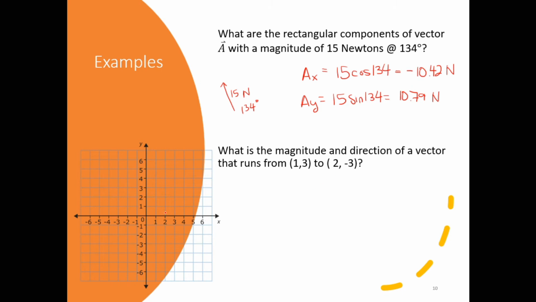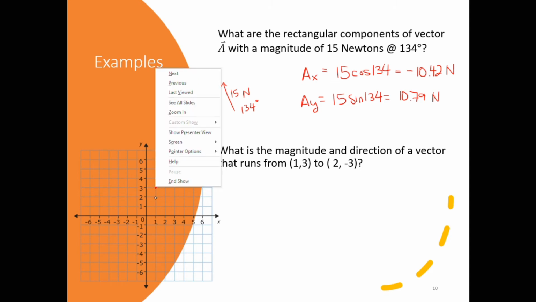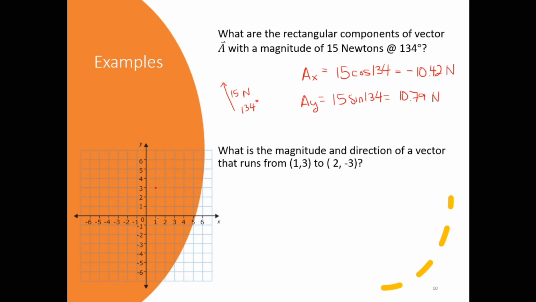Okay, so let's look at number 2. What's the magnitude and direction of a vector that runs from 1, 3 to 2, negative 3? Not on the origin, that's fine. There's 1, 3, and we're going to do 2, negative 3. So we're looking at this vector here. It's not on the origin.